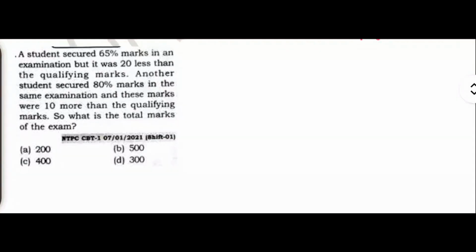A student secured 65% marks in an examination, but it was 20 less than the qualifying marks. Another student secured 80% in the same examination, and these marks were 10 more than the qualifying marks. This explains the condition of two students. Very important problem but very easy.